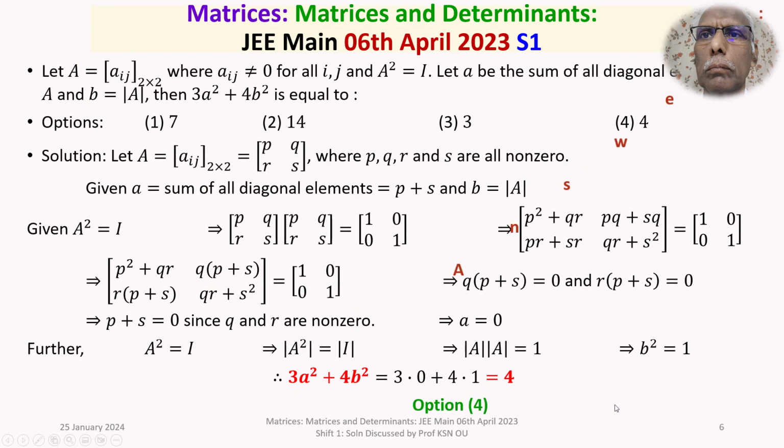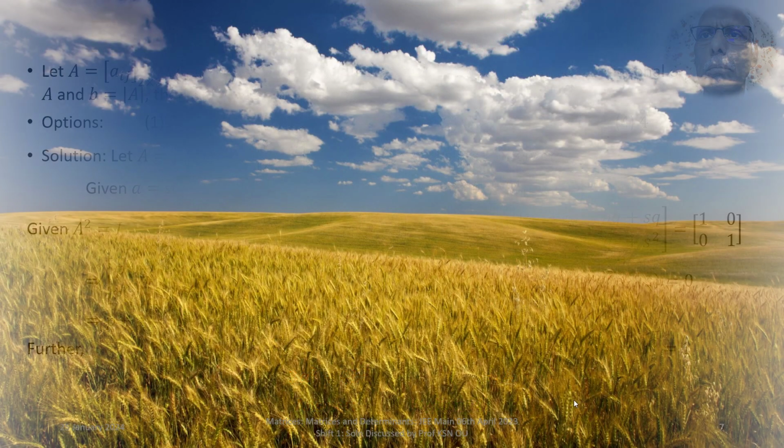So that is the detailed discussion of the solution of the problem from the section matrices and determinants, and this problem is a very simple and straightforward example.